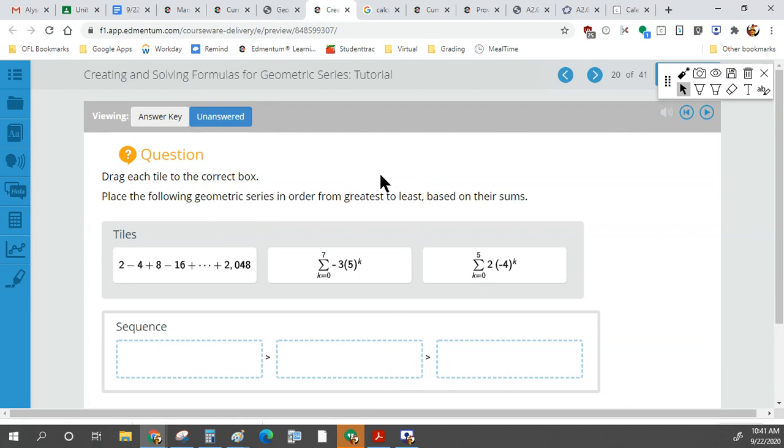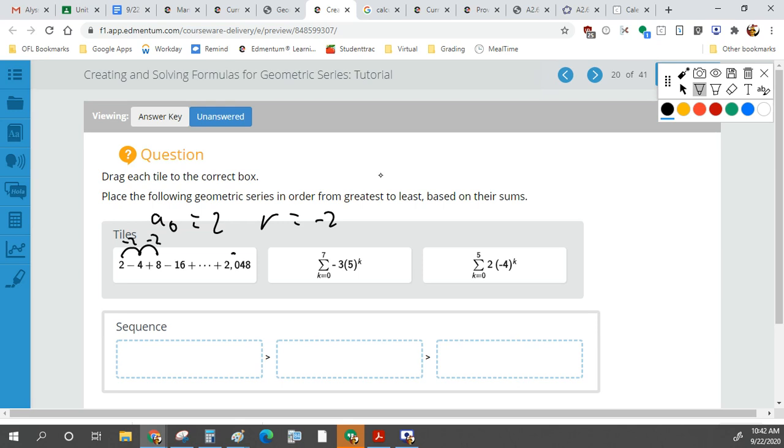So first thing that I noticed, what is my A sub 0? My A sub 0 is equal to 2. What's my R? Well, my R is what I'm multiplying by. It keeps being multiplied by 2, but it keeps changing signs. So it's negative 2 because it keeps changing signs. I keep multiplying by negative 2. All right. So I know that now.